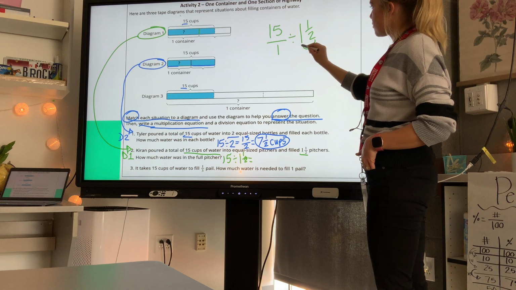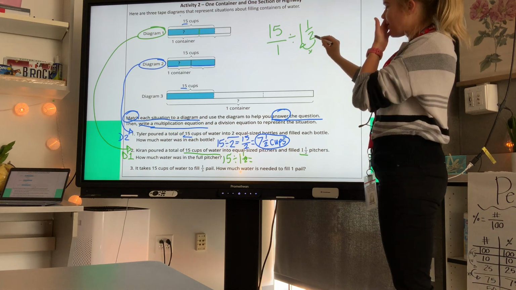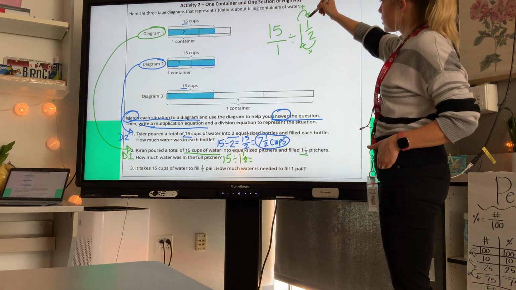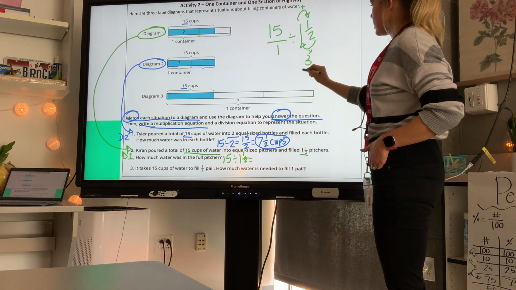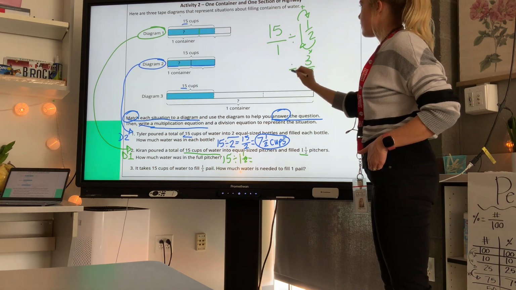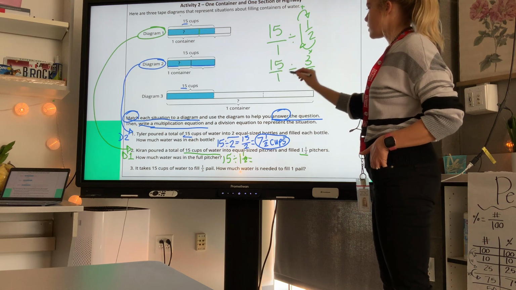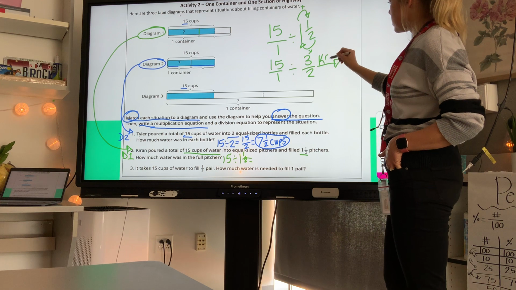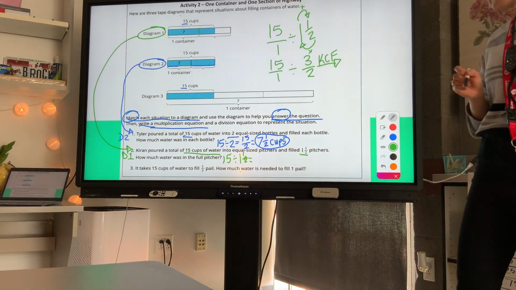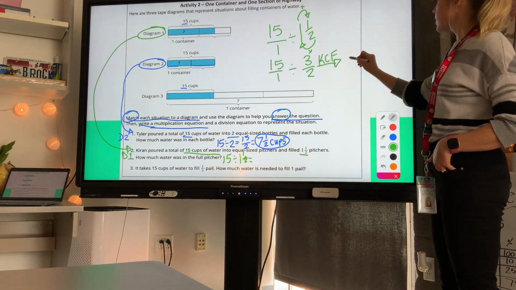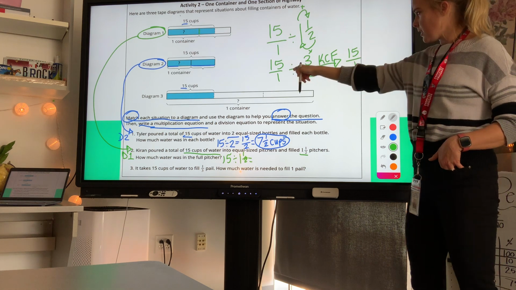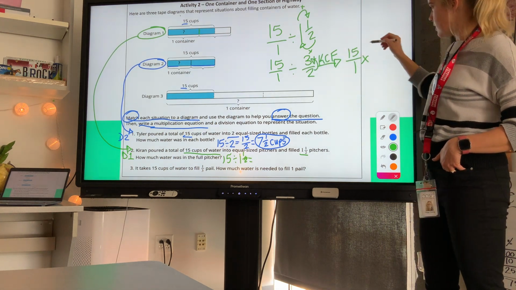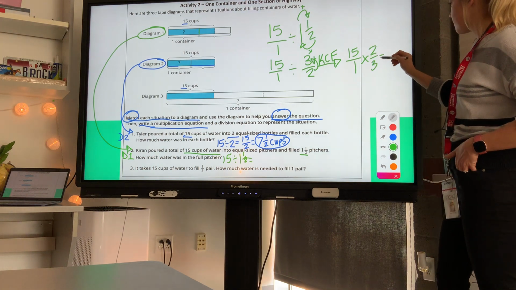Okay, to change this to a fraction, we multiply first and then add. 2 times 1 is 2, plus 1 is 3. So it's 3/2. So we have 15 over 1 divided by 3/2. We're going to do keep, change, flip when we divide with fractions. So I keep 15 over 1 the same. Change the division to multiplication. 3/2 flipped is 2 over 3.